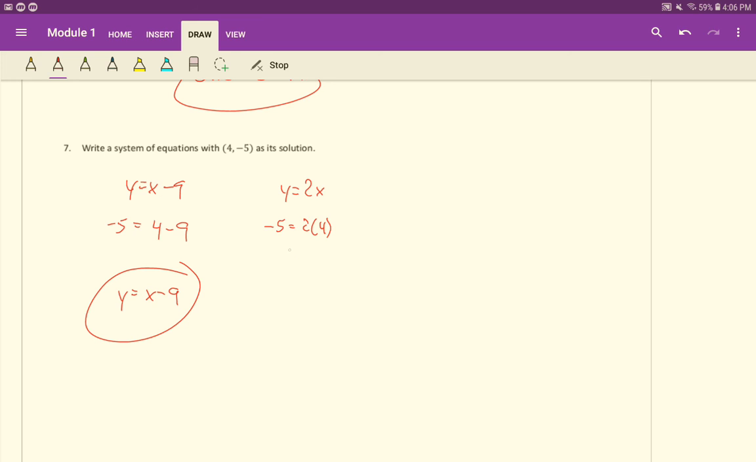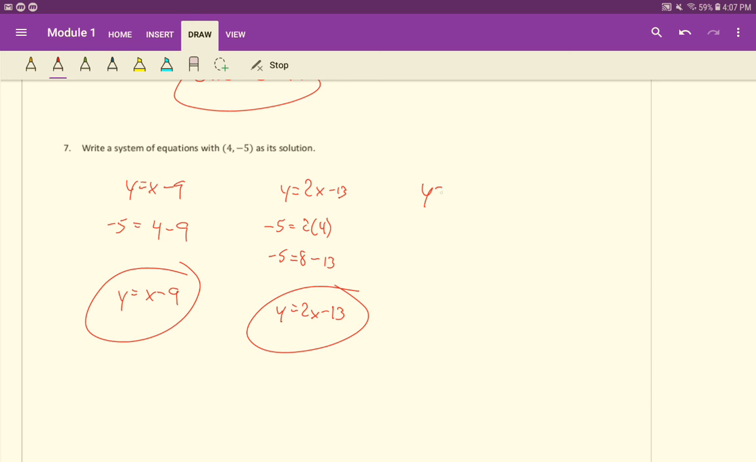And 2 times 4 is 8. So now I need to do something to 8 to make it become that -5, right? Or I can do something to -5 to make it become 8, your choice. I'm going to do something to the 8, and we'll have to subtract 13. So we'll have y equals 2x minus 13. And so there's our system of equations that will result in (4, -5) being an answer.